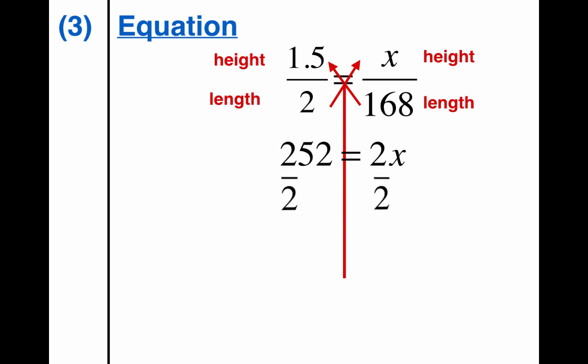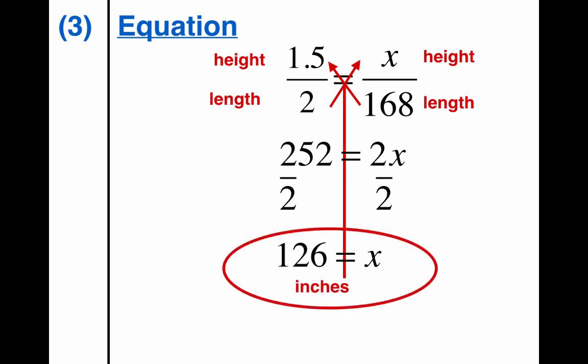Almost done. We just got to divide by 2. 252 divided by 2 is 126. So we're going to write inches. So we know our answer is x is equal to 126 inches.